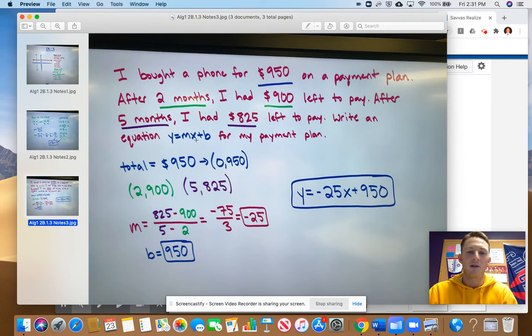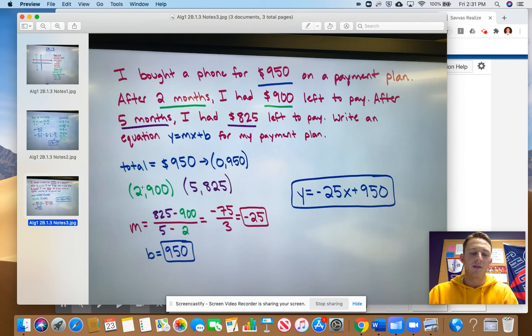So let's write an equation to represent this payment plan. And this payment plan is going to be a linear equation. Our total amount that we started with was $950. So x is time, and months are time, right? We're talking about months here. So at month 0, or like the very start, right? When we first bought this phone, month 0, we have $950 left to pay. Well, after 2 months, I have $900 left to pay, just like our word problem said, and after 5 months, we had $825 left to pay.